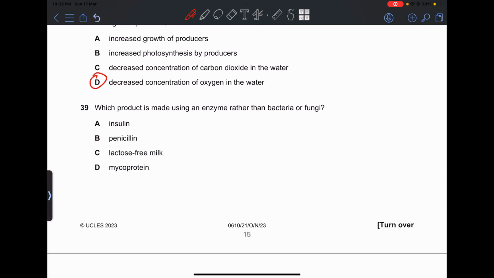39. Which product is made using an enzyme rather than a bacteria or fungi? This is actually lactose-free milk, because in lactose-free milk, there is an enzyme that will break down the lactose in the milk. So our answer is going to be C.